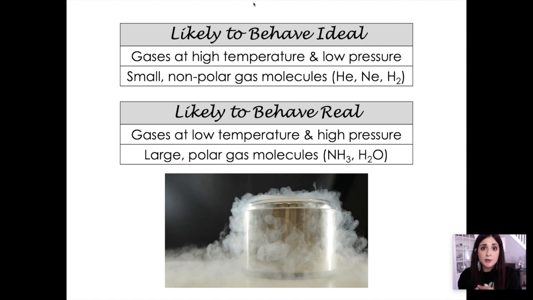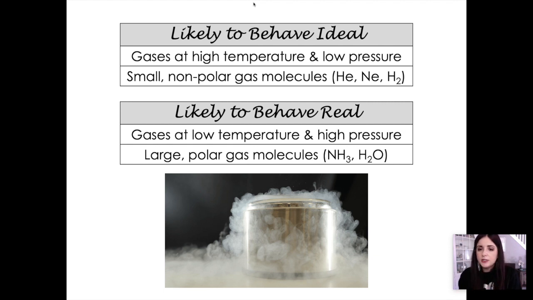Gases at a low temperature and a high pressure behave more real, because in both scenarios, the distance between the particles is very small, and as a result, they could start to attract or repel one another. Also, if you have very large or polar, especially polar gas molecules, they have the ability to behave more real.